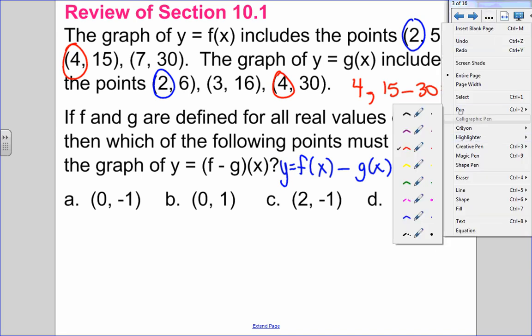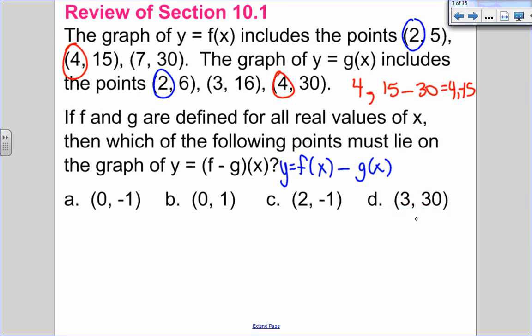So let's try our other points. So when x is the same, 2, I'm going to take the y coordinate of f, which is 5, and subtract the y coordinate for g, which is 6. So I'm going to get 2 and -1. And I can see right there is the option. So again, the important part here is that x stays the same and y is subtracted.